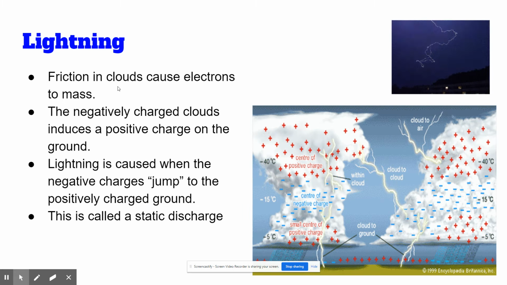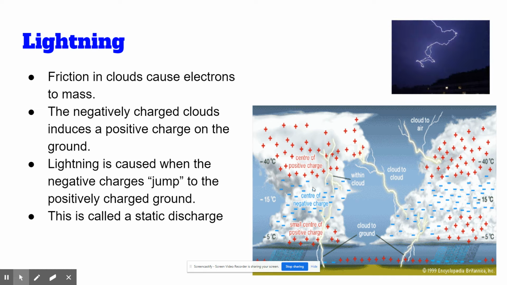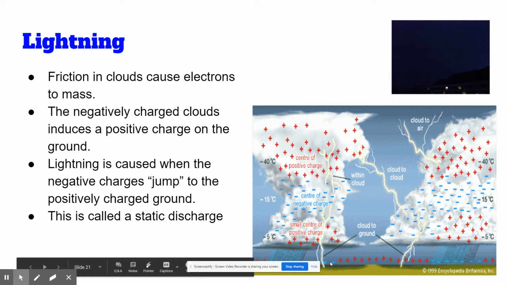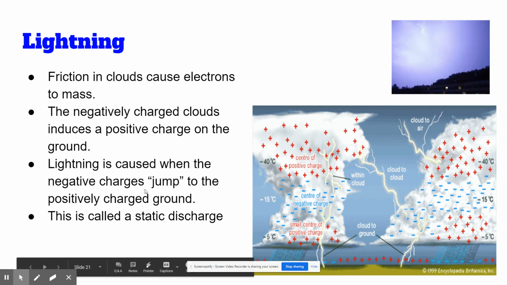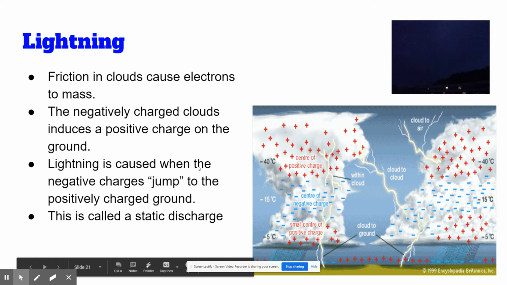In lightning, friction in clouds causes electrons to mass. They build up in a center of negative charge. The negatively charged clouds induce a positive charge in the ground, so the negative electrons get pushed away from the clouds. Lightning is caused when the negative charges jump to the positively charged ground. This is called static discharge.